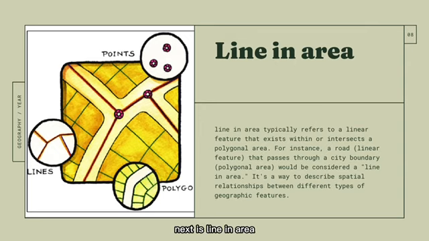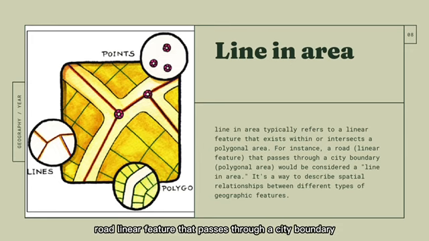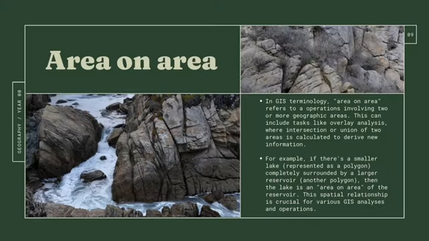Next is line in area. Line in area typically refers to a linear feature that exists within or intersects a polygonal area. For instance, a road, a linear feature that passes through a city boundary, a polygonal area, would be considered a line in area. It's a way to describe spatial relationships between different types of geographic features.